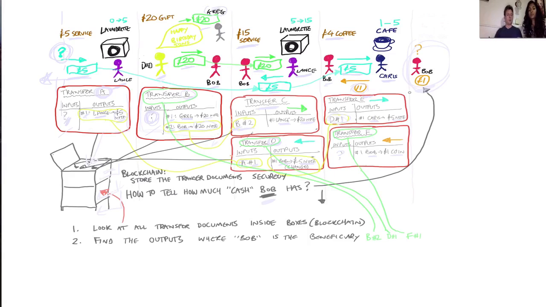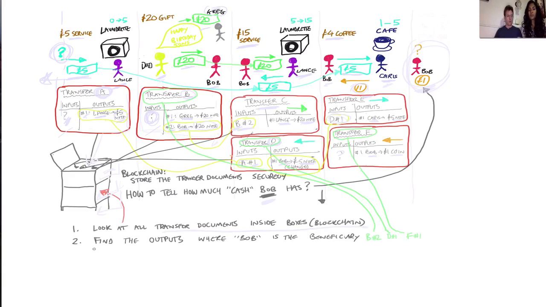But how do we know, just from looking at these transactions that we have in the box, how much cash any of these guys are holding? Let's take Bob as a simple example. First of all, we want to know how much cash Bob has. We look at all the transfer documents inside the boxes, and that's our blockchain.